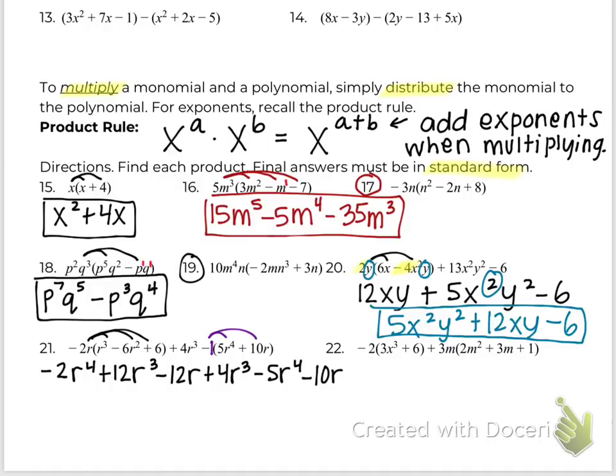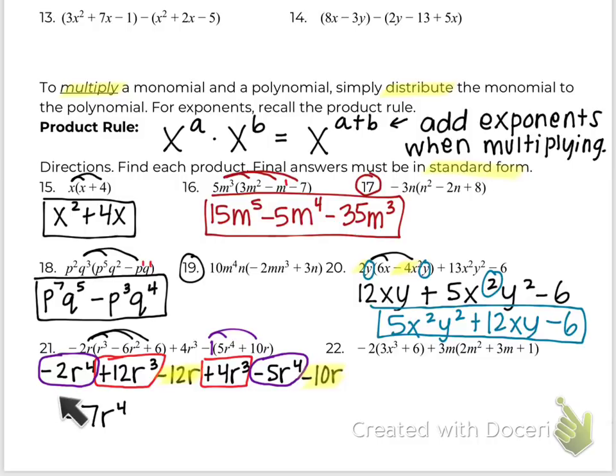And now we look for the like terms. So we have a 12r to the 3rd and a 4r to the 3rd. We have a negative 2r to the 4th and a negative 5r to the 4th. And we have a negative 12r and a negative 10r. Do you see how those are like terms? So we're just looking for, okay, well, r to the 4th is similar to r to the 4th, so we can combine these two.